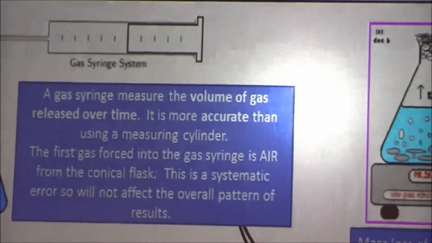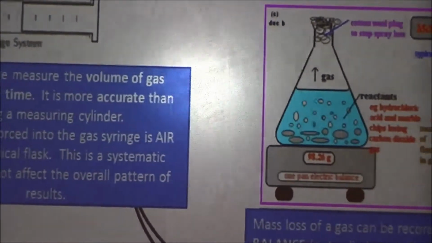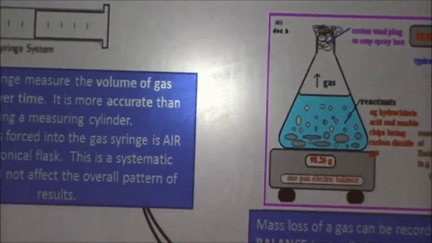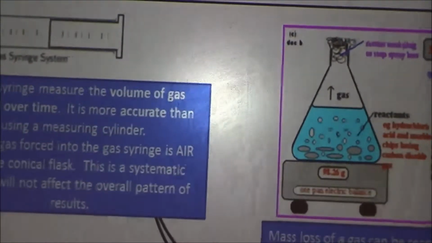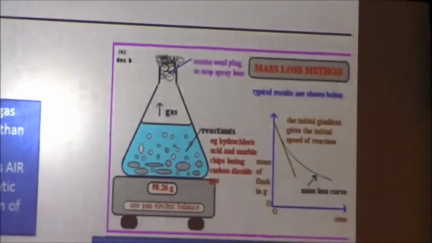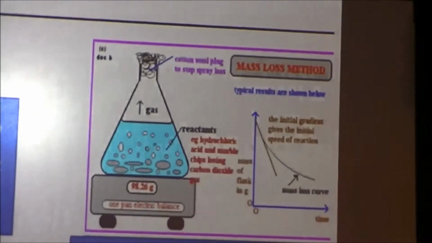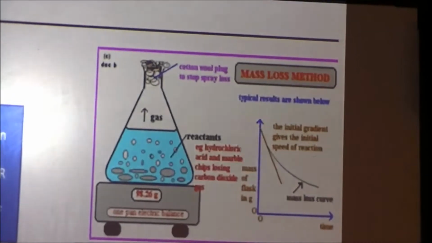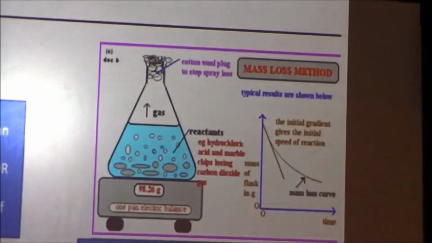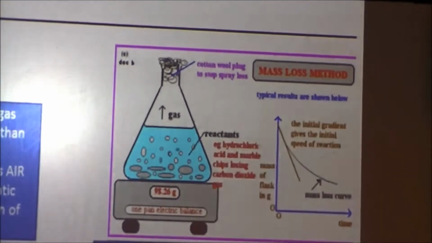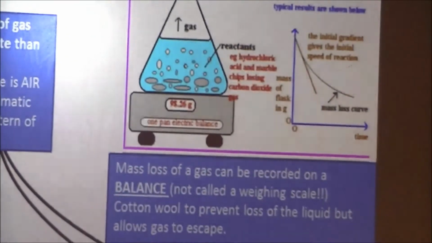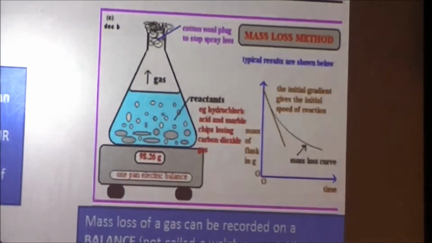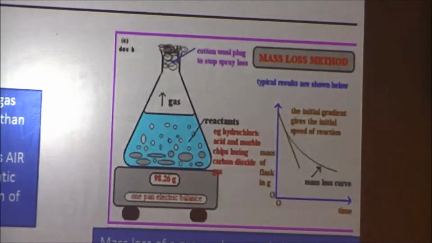We could also use a different type of method. We could look at a gas being released by looking at the actual mass of the liquid that we've got. So in this experiment, we've got a balance. Now, if you do food technology or catering, you call it weighing scales. It's not in science though, we call it a balance. Get the names of the equipment correct, okay? Not a weighing scales, it's a balance. Get the names correct, you get extra credit for using the correct specialist vocabulary.